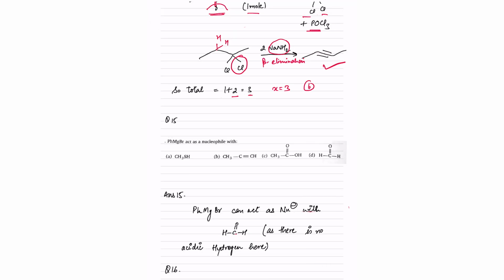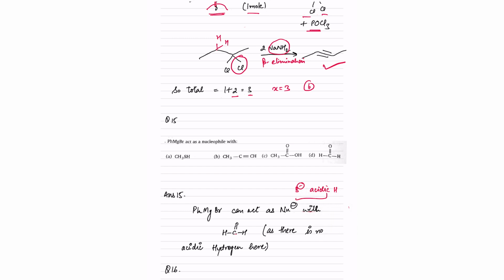Now question number 15 says PhMgBr, phenyl magnesium bromide, acts as a nucleophile with. There are different compounds given. We have to understand it will act as a nucleophile only where you have a delta positive carbon instead of hydrogen. So if you have acidic hydrogen, then it will start acting as a base.